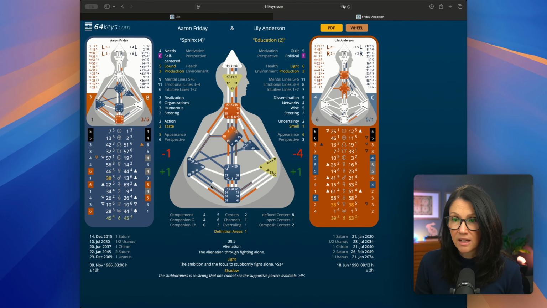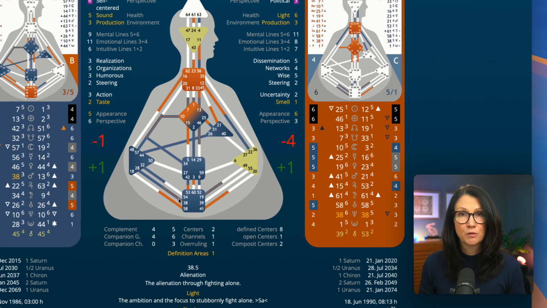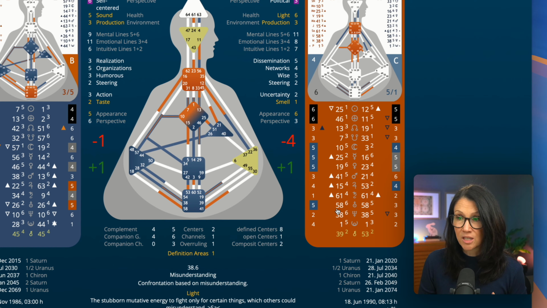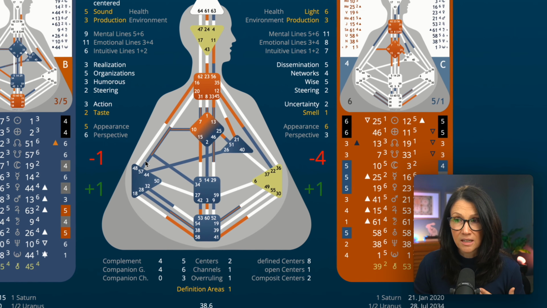So Aaron has a clear perspective on what he is fighting for, what gives his life a sense of meaning. And also Lily has impulses to fight for integrity. But in this partnership, she might have to compromise her impulses here because Aaron is controlling the energy through this channel.